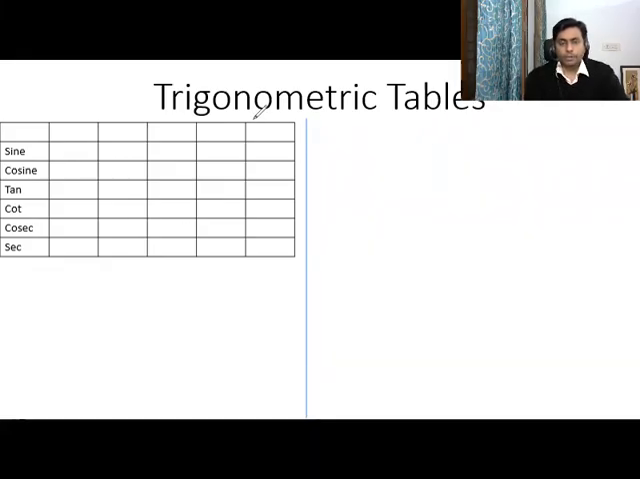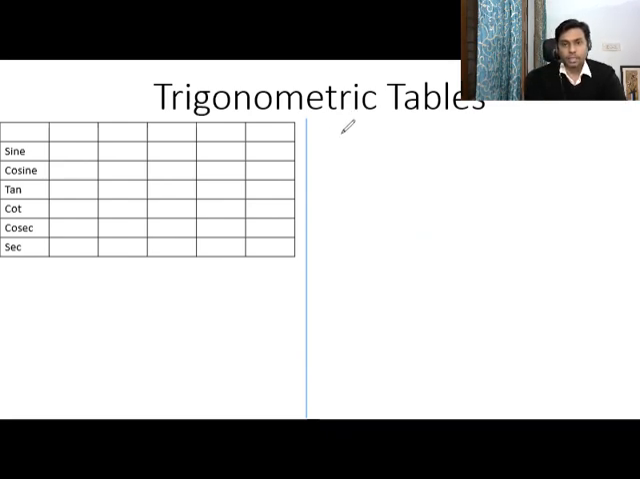Welcome. Now we will discuss the trigonometric tables. Those are very important tables for you in your examination, not only in 10th, but in higher classes. You must be able to recollect this table very easily. To do that, there are very few steps that you need to do.